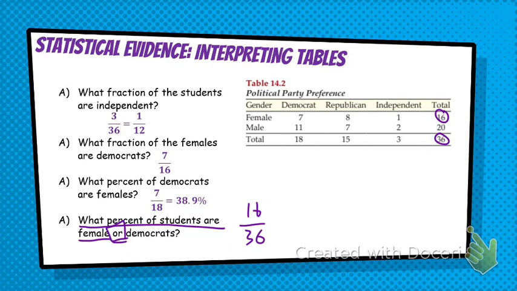Remember that or means that we're going to be adding something here. So or Democrats. Well, the total hasn't changed, so we still have out of 36 students, but I don't want to include this, because I've already included it when I wrote my females. So I want to only include what's left, that 11 for the males. And then I get 75%.